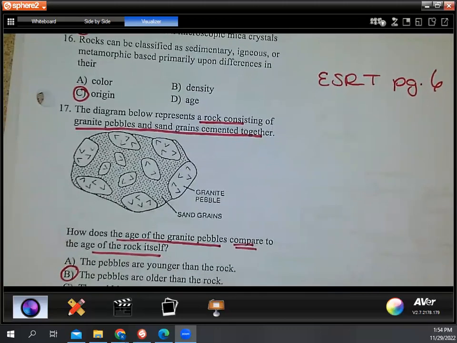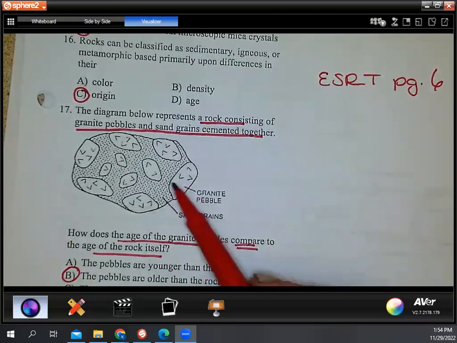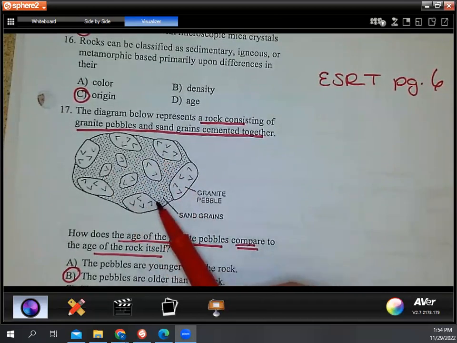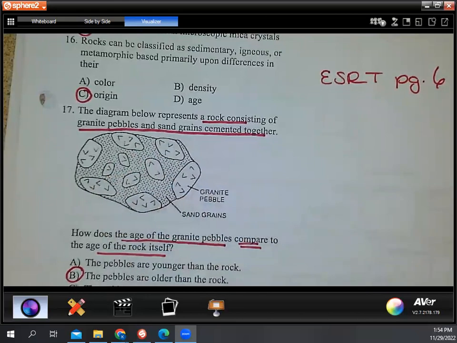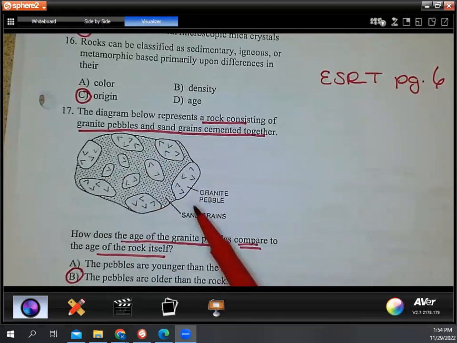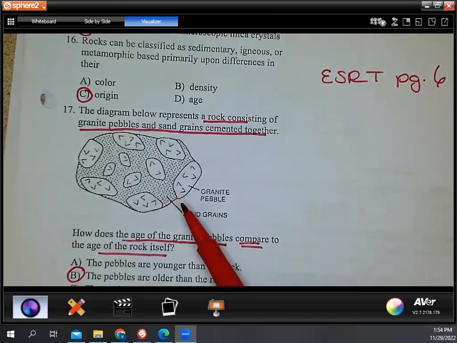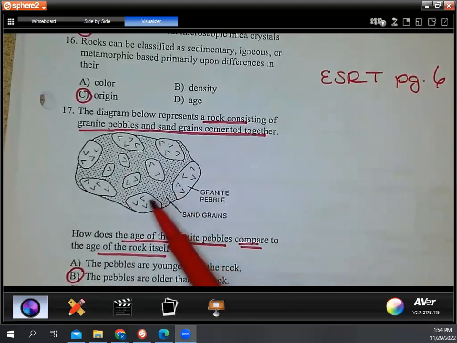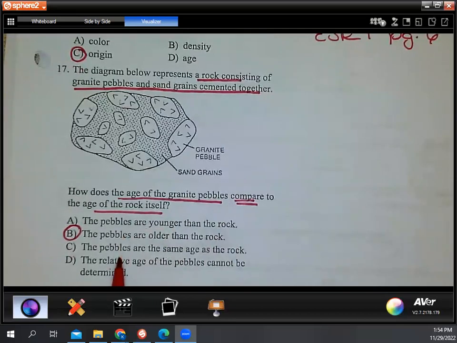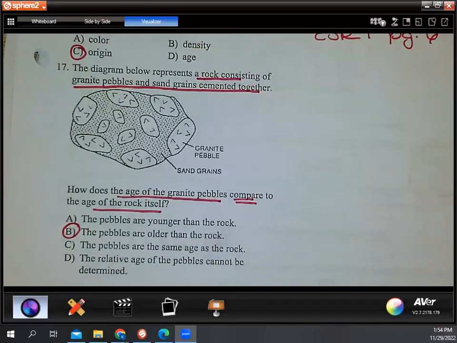17, the diagram below represents a rock consisting of granite pebbles and sands cemented together. How does the age of the granite pebbles compare to the age of the rock itself? Well, for these pebbles to be in this new rock, they must have existed in another rock, been broken off, cemented together, and formed this new rock. So the pebbles are older than the rock.